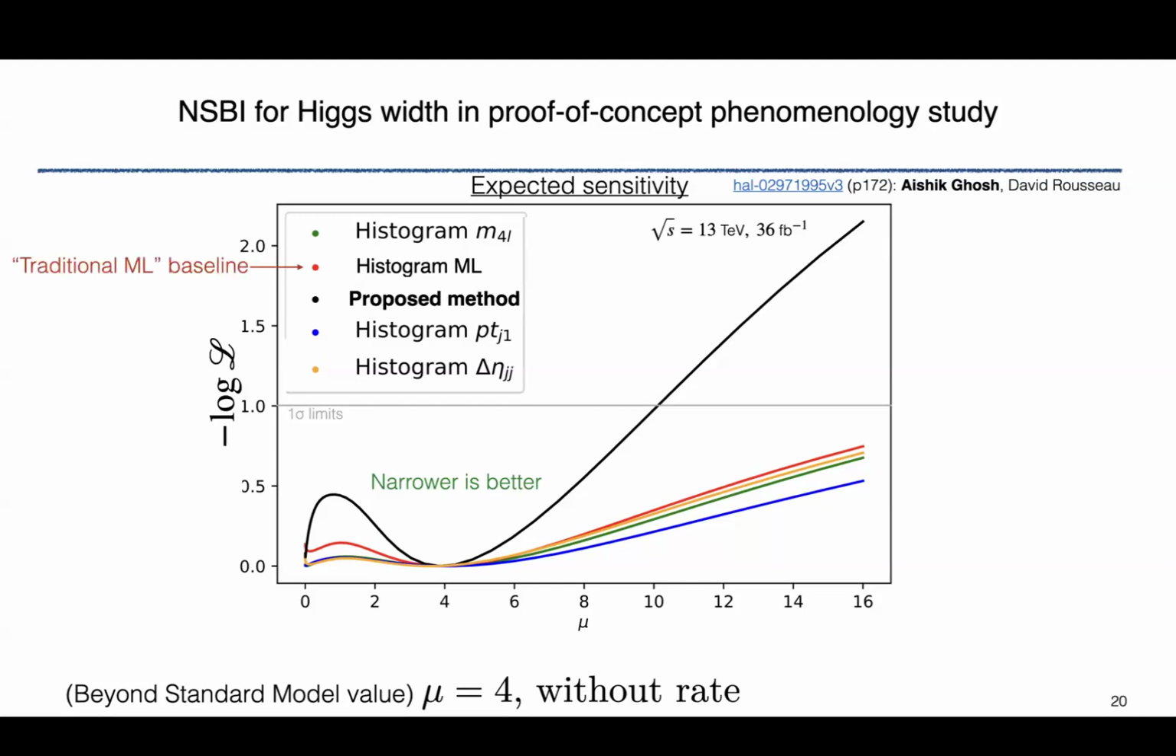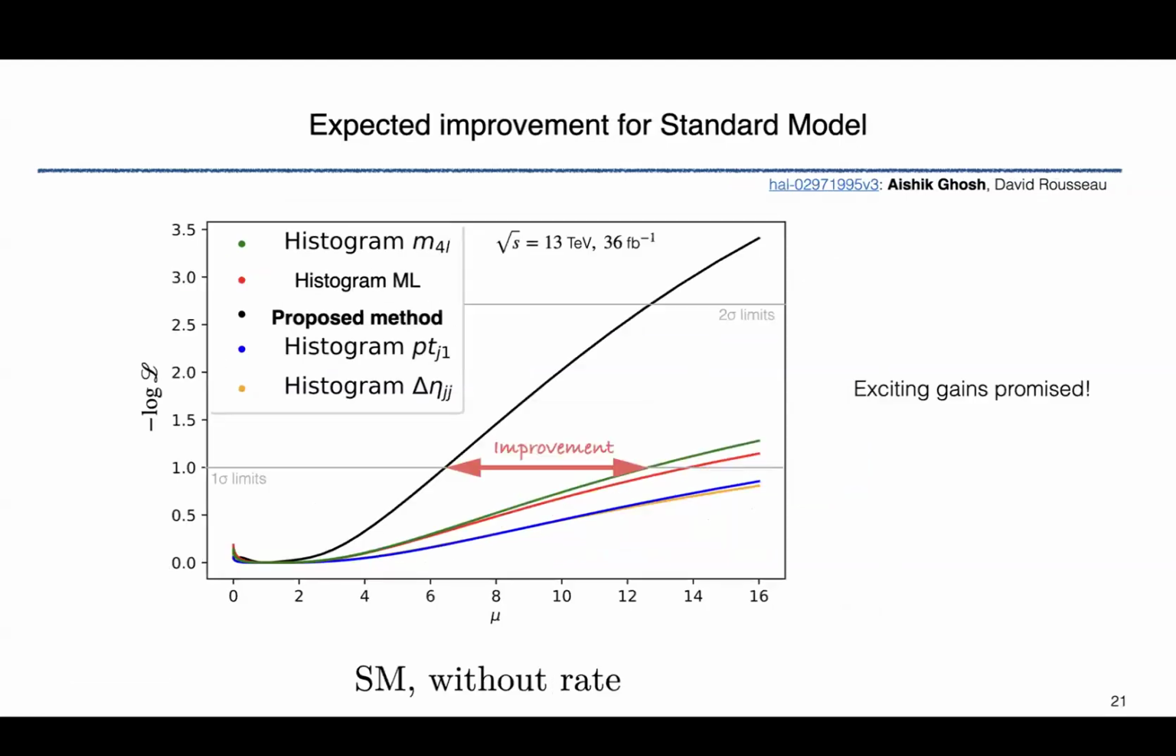And I want to point out that this red one already uses machine learning. So the point is not just to use some machine learning, but it's really to use it for high dimensional statistical inference, and that's how you get this improvement in power. The rate information here, if you're wondering what this means, it means whether you want to include the overall cross-section into the analysis or not. There are some systematic uncertainties in that, so we tested it in both cases. I'm just showing you the one without rate, but in all cases, the black one does better.